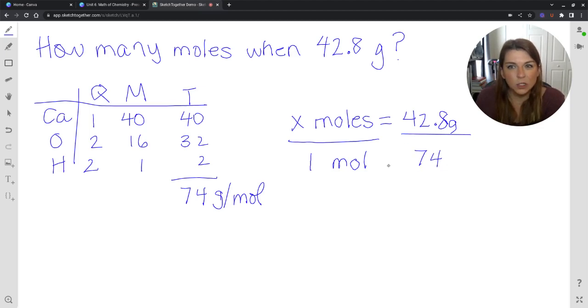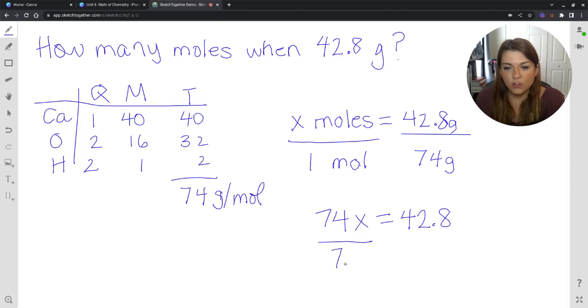So going this way is a little bit tougher because we are going to be multiplying these 74 grams times X. So mathematically, it's just one extra step. In this case, we got 74 grams times the X, giving us 74X, and that is equal to the 42.8 times 1, which is 42.8.